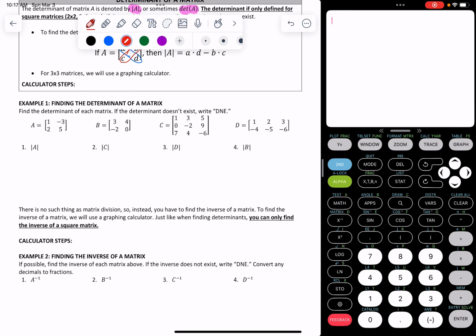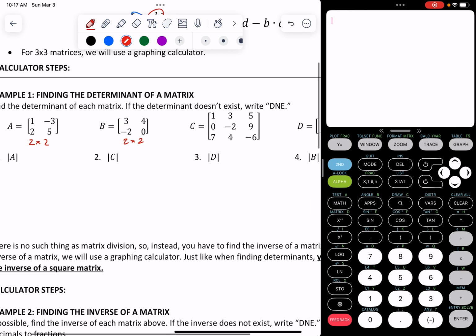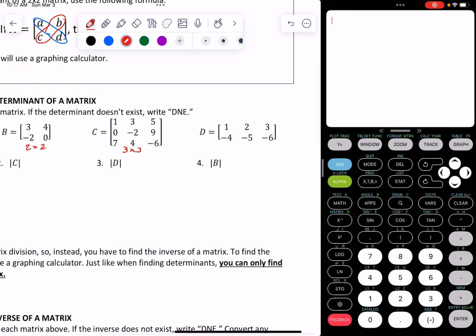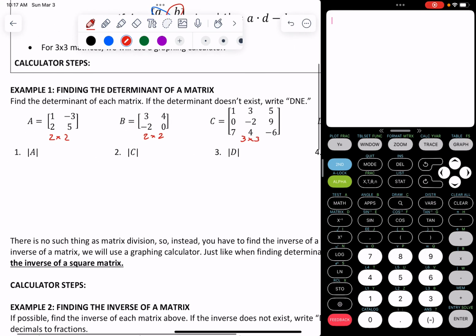So if we look at these matrices right here, let's find the dimensions. A is 2 rows by 2 columns, so 2x2, right? B, same deal, 2x2. C is 3 rows, 3 columns, so 3x3. And then D is 2 rows by 3 columns, so 2x3, okay? So let's put all these in the calculator.